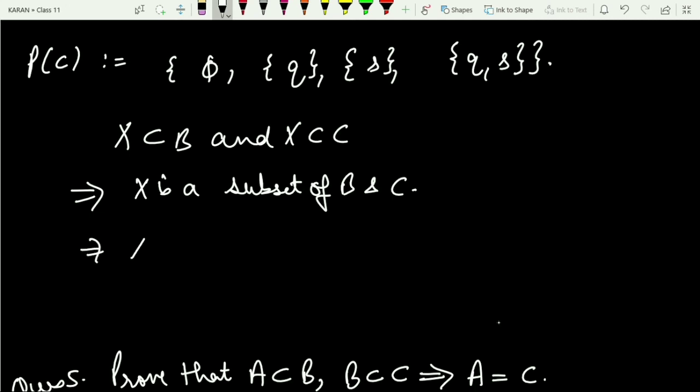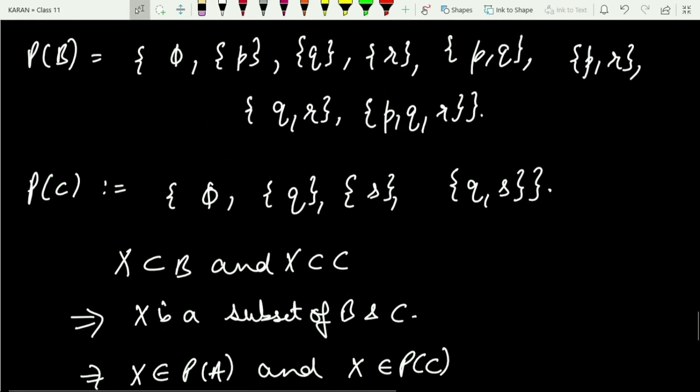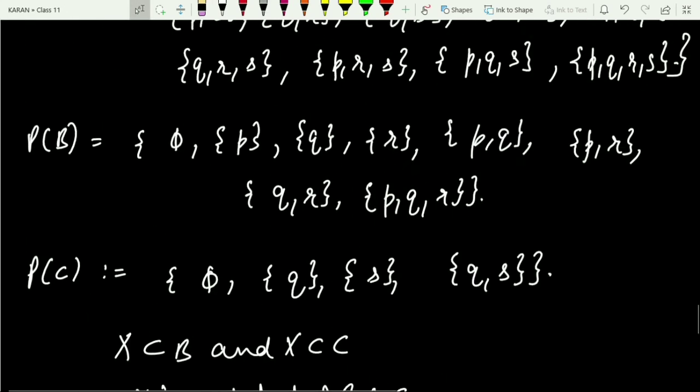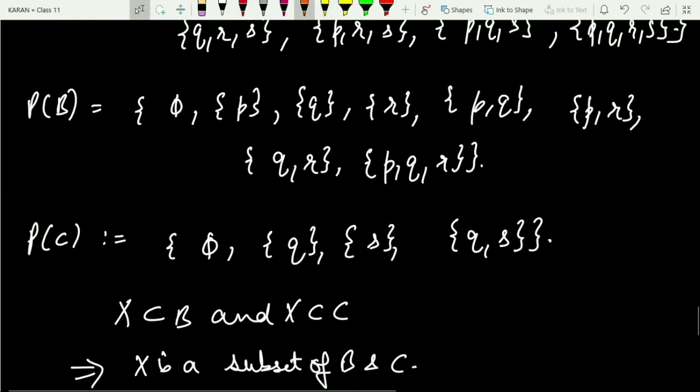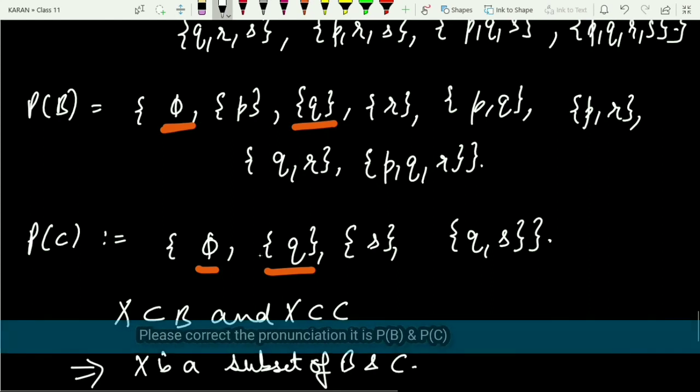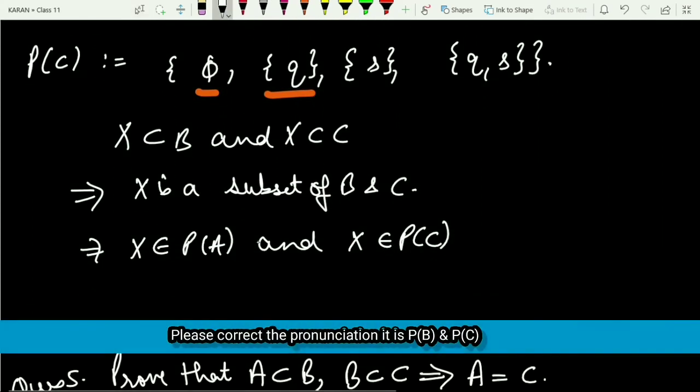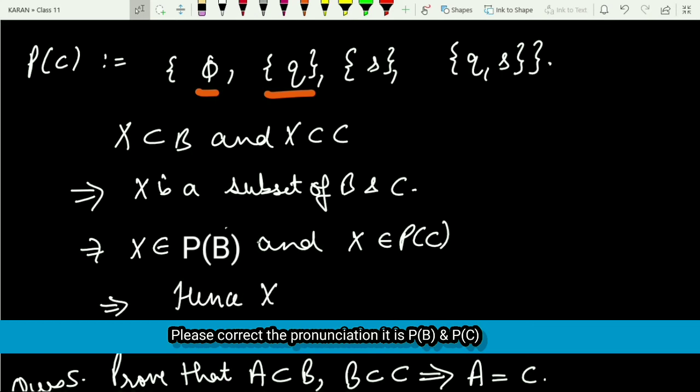So it implies X must belong to the power set of A and X must belong to the power set of C. So now you just find all those sets which are in the power set of A and also in the power set of C. First one will be the empty set, which is contained in both of these. And what about any other element? Yes, there is a singleton Q here also and singleton Q here also, and there is no other X satisfying this property, and hence I can say that my X is nothing but the empty set and singleton Q.